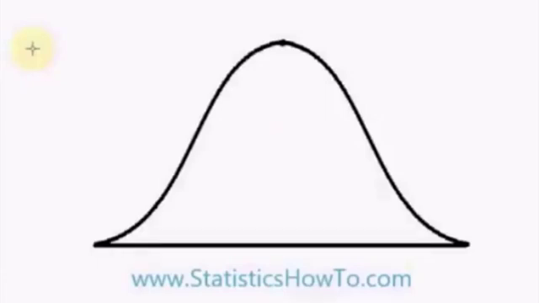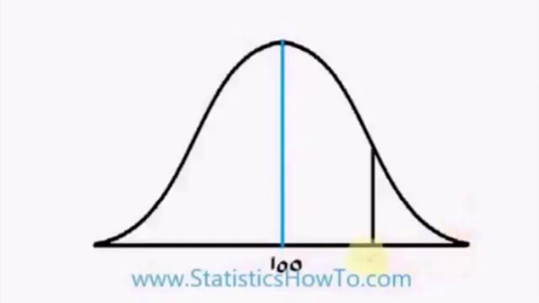In this video, I'm going to show you what a z-score is. Let's say we have a normal distribution curve that's more familiarly known as the bell curve. I'm going to have some mean. Let's say I have a mean of 100. And then I'm going to have some observation. Let's say I have an observation of 125. What I want to know is how far away is my observation from the mean? What is the distance?